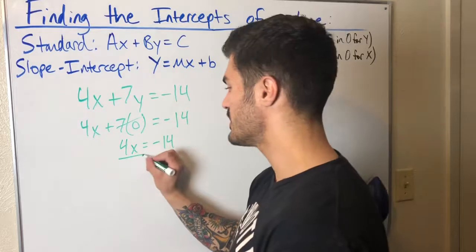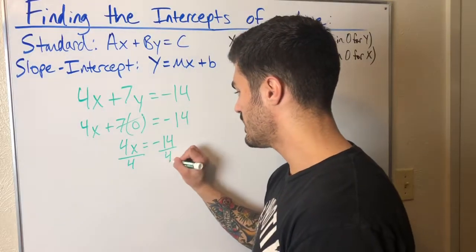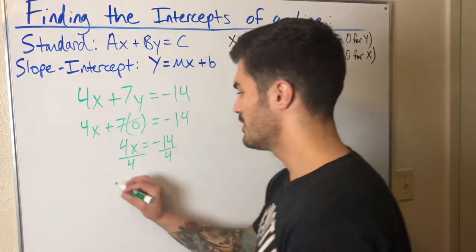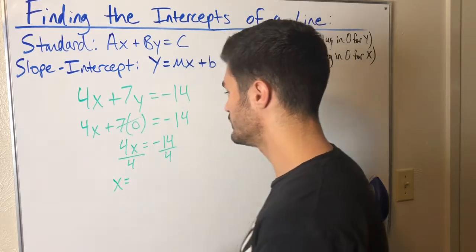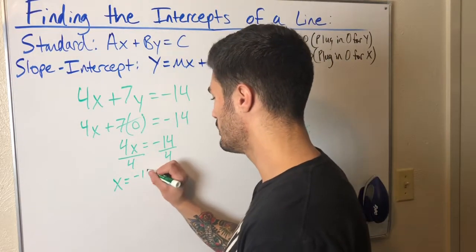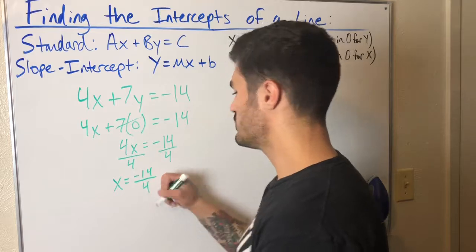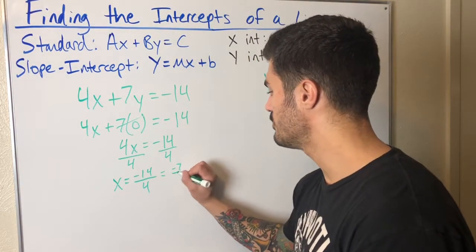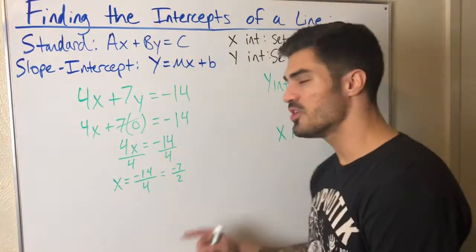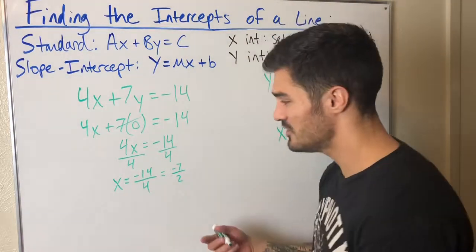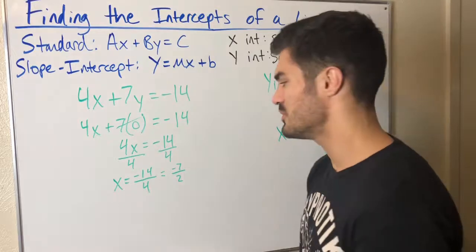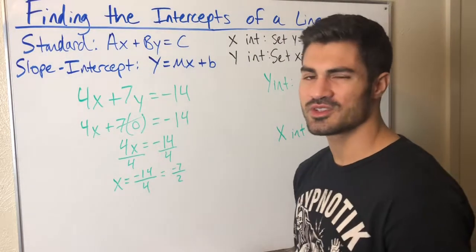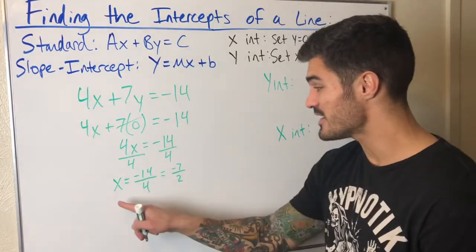So I need to divide both sides by 4 to get x by itself. What am I left with? X equals negative 14 over 4, which can actually be simplified as negative 7 over 2. And if you want to punch this in your calculator and write it as negative 3.5, that's acceptable as well. But I'm just going to leave it. I always just leave stuff as a fraction. So this is my x-intercept.